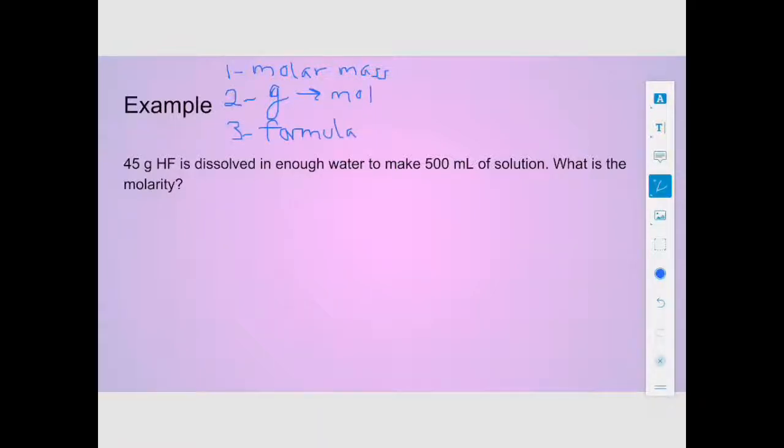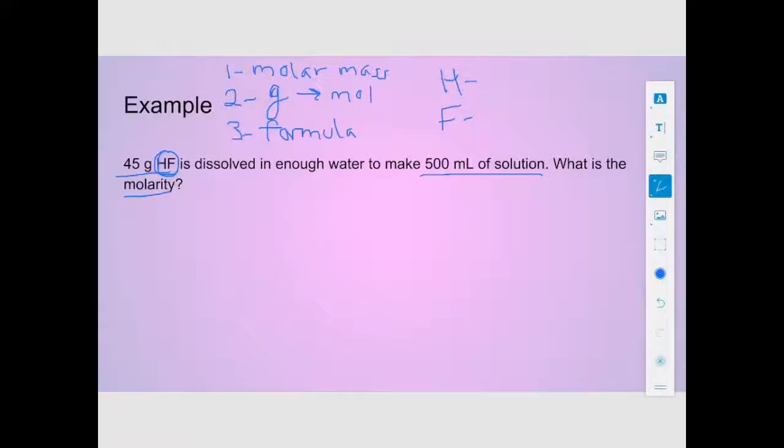Okay? So in this one right here, 45 grams of hydrogen fluoride is dissolved in enough water to make 500 milliliters of solution, and they want us to find the molarity. So the first step here is to take the formula that we've been given, hydrogen fluoride, and to go ahead and calculate out the molar mass.